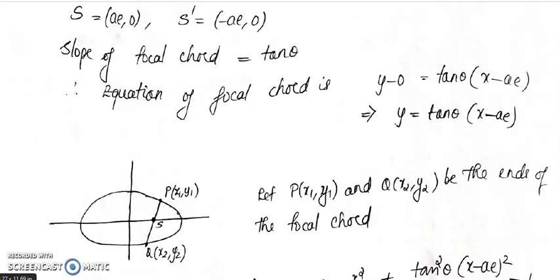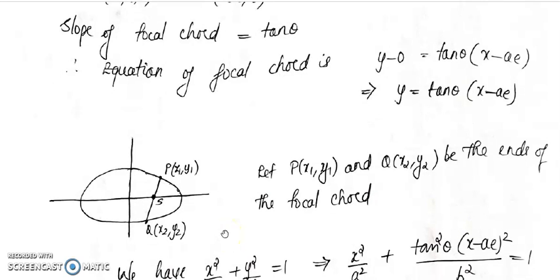Okay, so therefore the equation of the focal chord will be given by y minus 0 equal to tan theta into x minus a, since it passes through the point a, 0. So we will get the equation y equal to tan theta into x minus a, and now we need to find the length of the line PQ. So let us take the coordinates of P and Q to be x1, y1 and x2, y2 respectively.